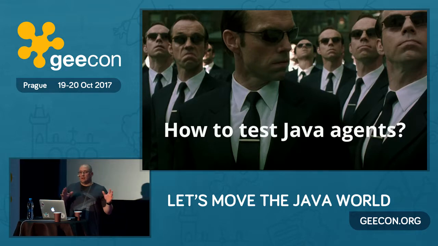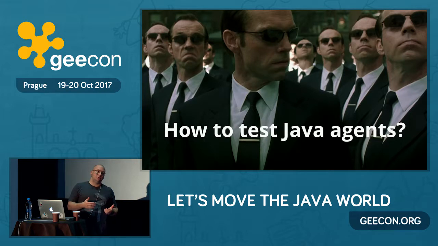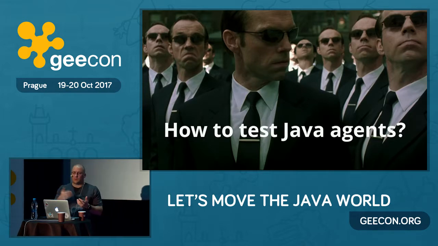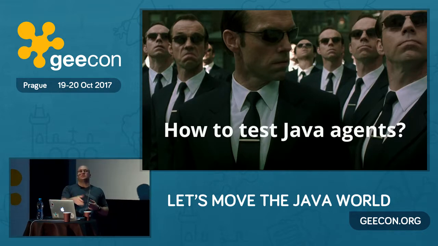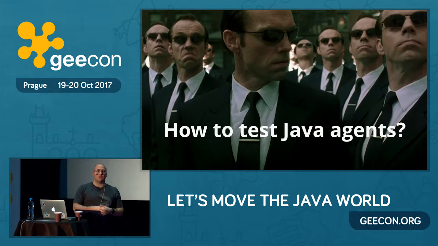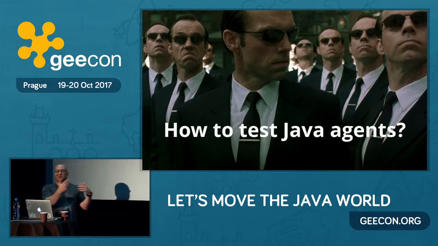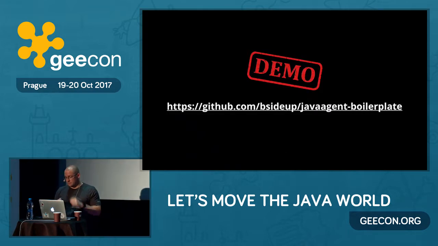From the test engineer's point of view, it doesn't really matter. He has to know just what the added behavior is. So if I say that my application is now running with the agent, and if I make a request to that application, it should respond with some property, for instance. So let me give you an example.